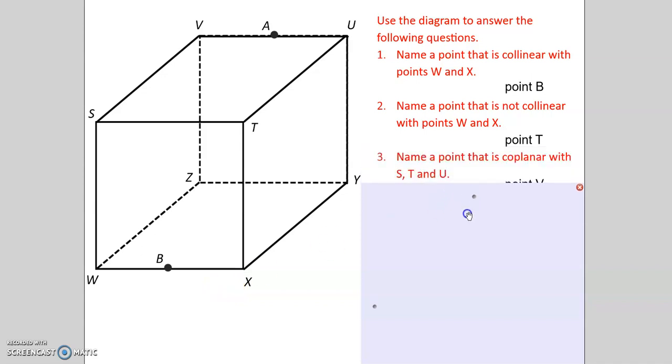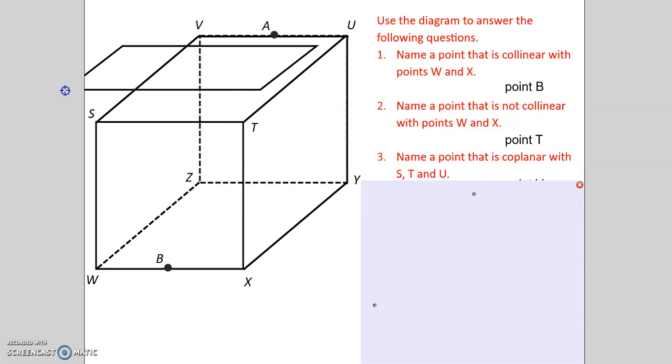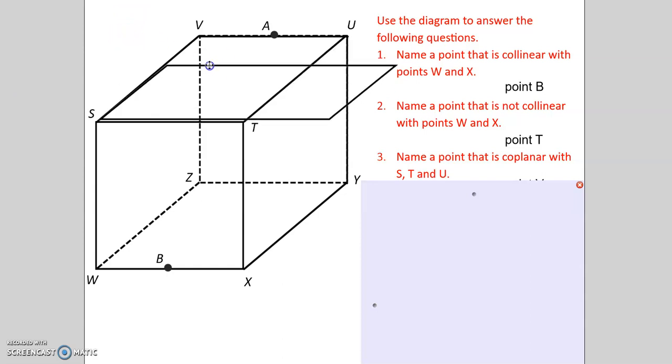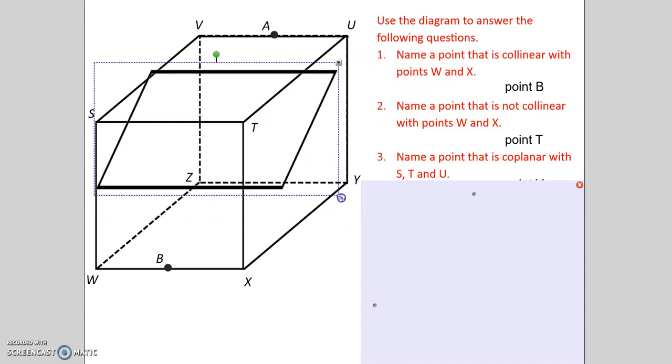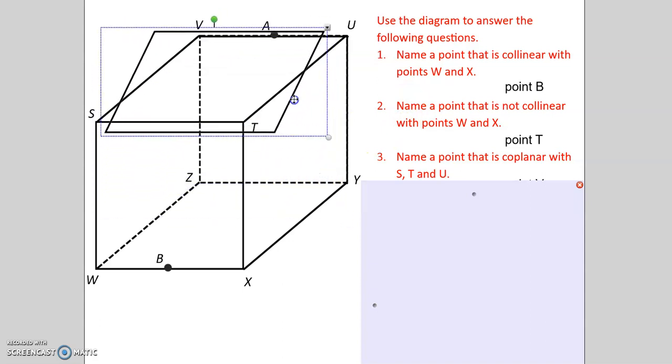Okay, I have another question here. Name a point that is coplanar with S, T, U. So guys, remember, coplanar means points are on the same plane. It really helps here if you have colored pencils or anything, because, not that I'm going to be able to get the same shape, but then you can really see it a little bit better. Highlighting over that plane, it said STU. STU is this one right there.